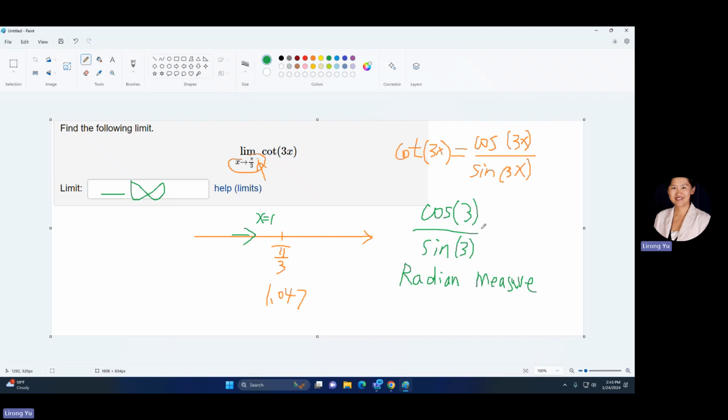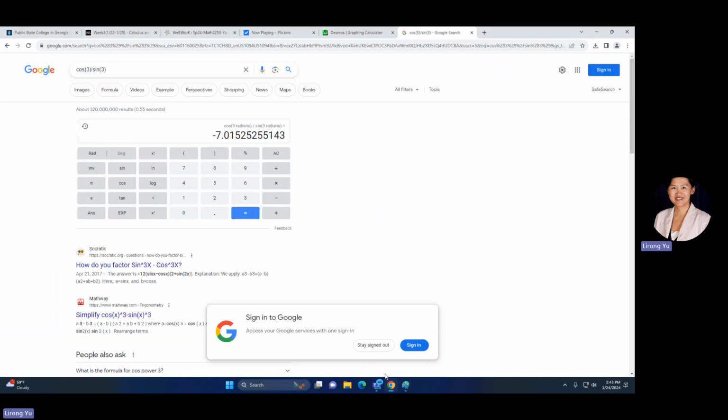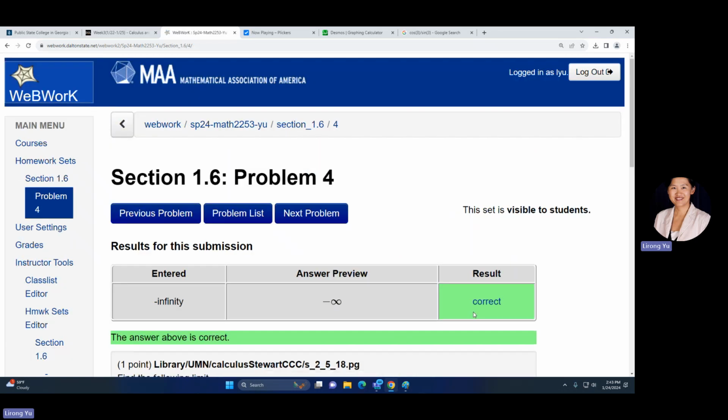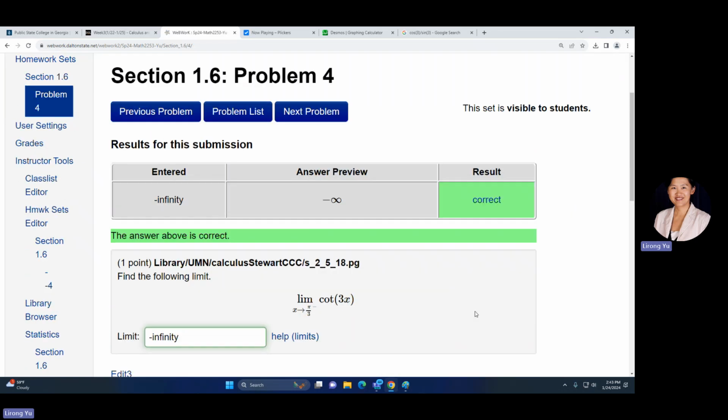Right, so this is roughly negative 7.015. So we know for sure it's a negative number. That's not very close yet. I mean, it's less than 5. So we know that was negative infinity. Let's see if this works. Okay, so that's how it looks.